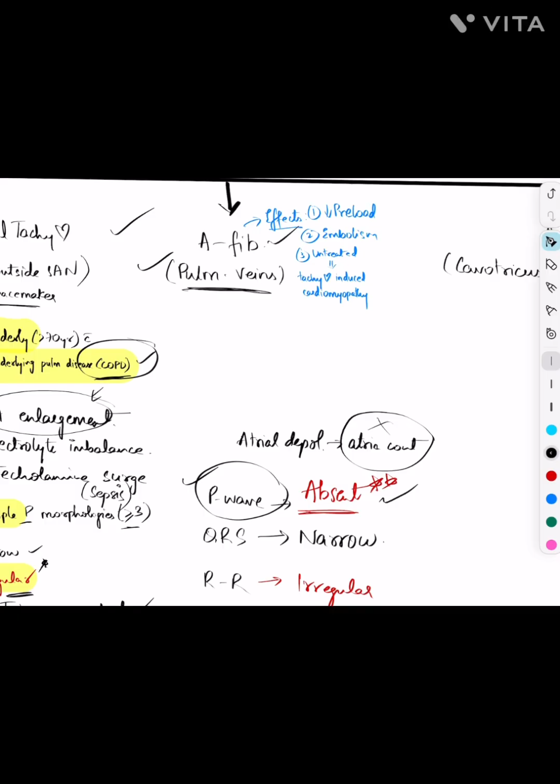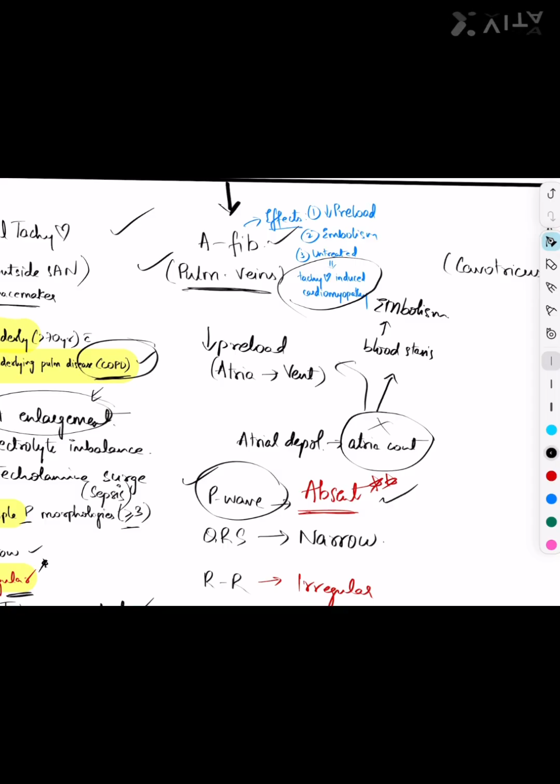What happens when there is no atrial contraction? No atrial contraction means there is decreased preload, that is atria to ventricle. Very little amount of blood goes into the ventricles. And since the atria are not contracting, there is blood stasis. This blood stasis can lead to embolism. And if this is left untreated, it will cause tachycardia-induced cardiomyopathy. So these are the most important effects you have to remember about atrial fibrillation.